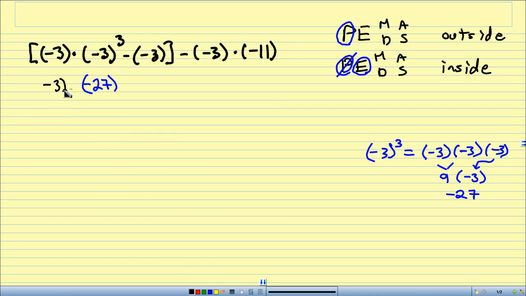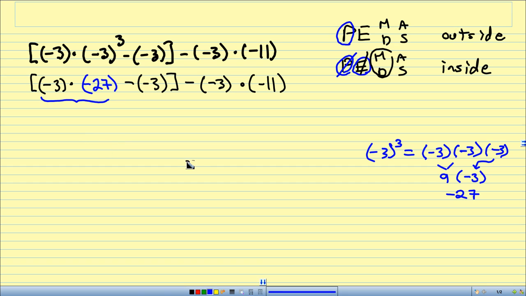So I've got negative 3 minus negative 3 here, minus negative 3, times negative 11. Okay, so I have no more exponents looking through this parentheses here. No more exponents. So I'm done. Now I look for, is there any multiplication or division that I can do? First thing I see from left to right, boom, multiplication right there. So I am going to do that multiplication. So that's -3 times -27.